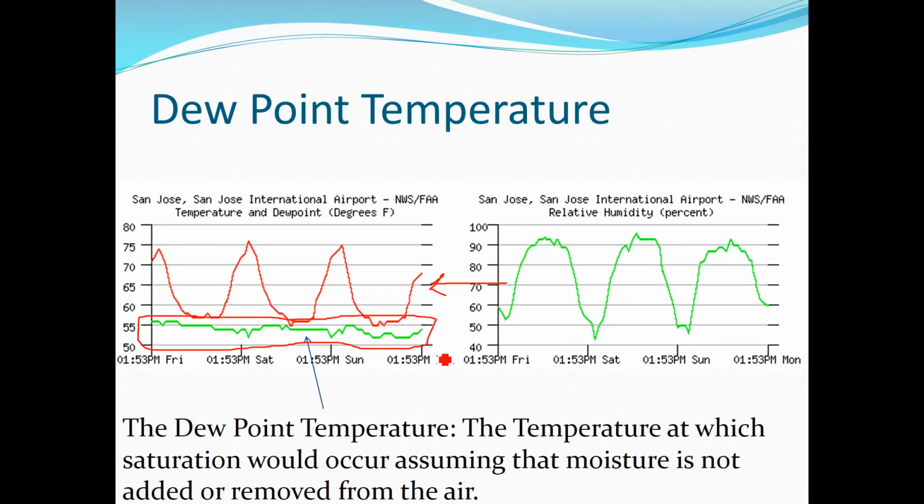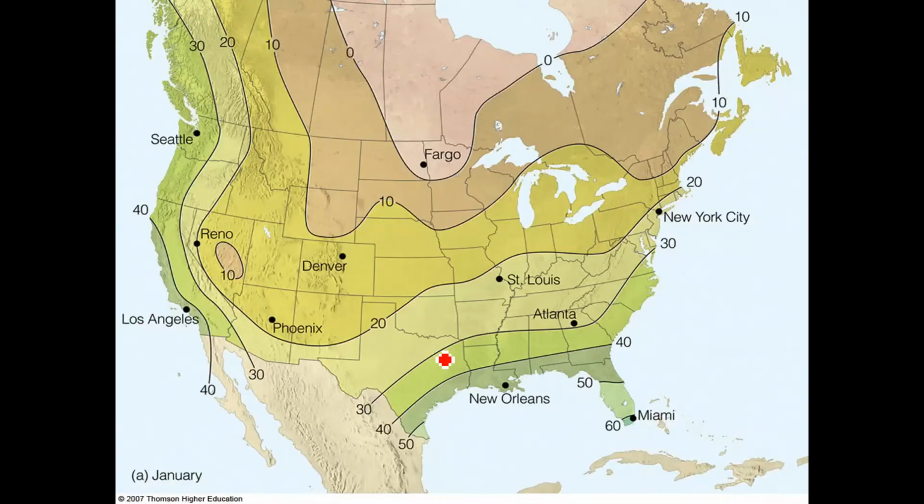And so that's why dew point is very valuable to us. It allows us to see how much moisture is in the atmosphere. The higher the dew point temperature, the more moisture is in the atmosphere. The lower the dew point temperature, the less moisture is in the atmosphere. Make sure you remember that. Write that down in red ink if you have to. The higher the dew point temperature, the more moisture in the atmosphere. The lower the dew point temperature, the less moisture in the atmosphere.